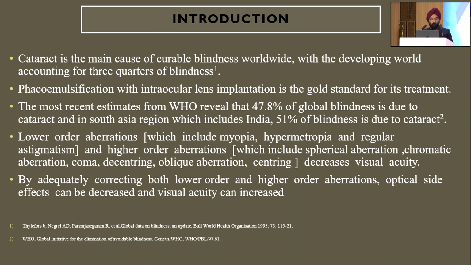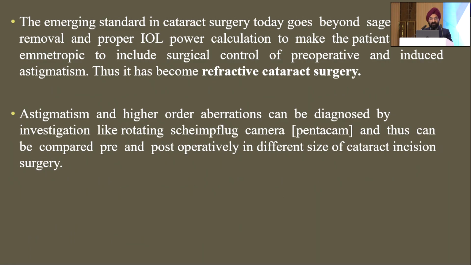We all know that after cataract surgery, it is not only the quantity of vision, but also quality of vision, which can be deteriorated by both lower order aberration, which includes spherical errors and astigmatism, and higher order aberrations, which include spherical aberration, chromatic aberration, trefoil, tetrafoil, coma, and oblique decentration. But by adequately correcting both lower and higher order aberrations, optical side effects can be decreased and visual quality can be improved. Astigmatism and higher order aberrations can be diagnosed by investigating machines like rotating Scheimpflug camera, Pentacam or Sirius, and thus we thought we can compare pre and post operatively in different cataract incision sizes.